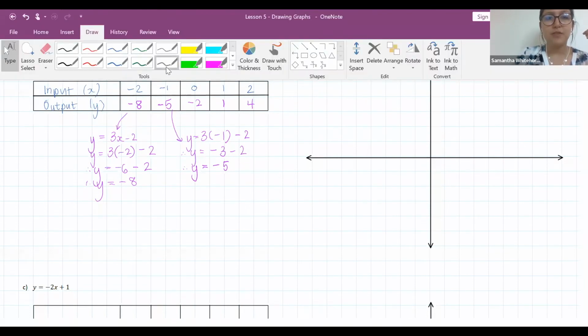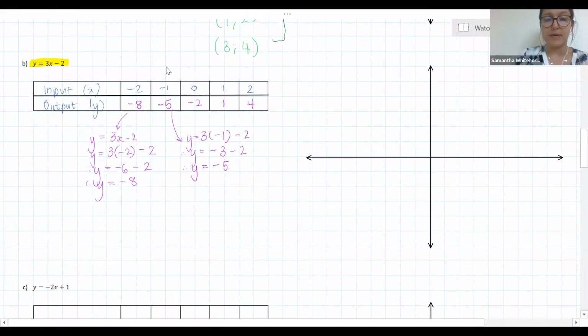So let's go and have a look at our coordinates here. So I'm just going to write them down. You don't have to. It's just sometimes helpful to have a list. We've got -2, -8; -1, -5; 0, -2; 1, 1; and then 2, 4. So sometimes it's just helpful for me to write down my coordinates so that I can easily read off what it is I need to plot.